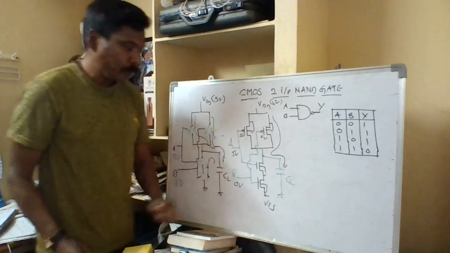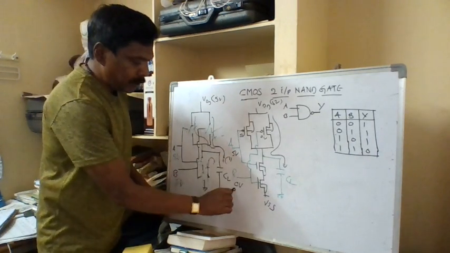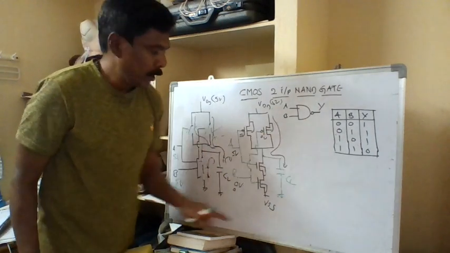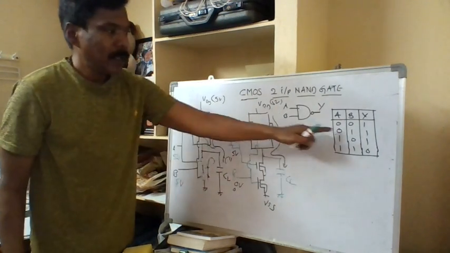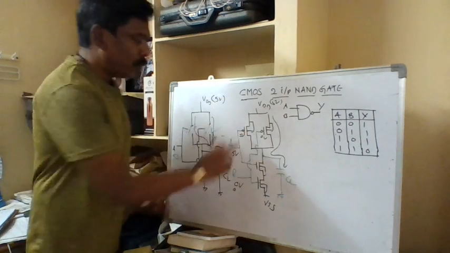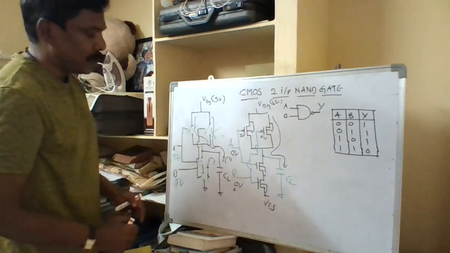That is logic 1. 5 means this is logic 0. This is logic 1. And this is 0. When 1 0, 1 0 case, output is 1. So if it is 0 1 case, also the same thing will happen. The output will be 1. When both inputs are 0 0, what will happen?